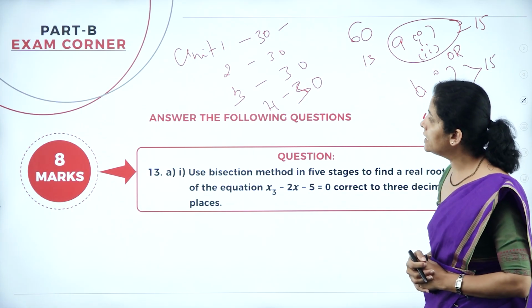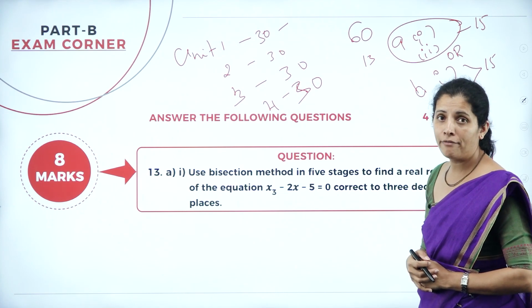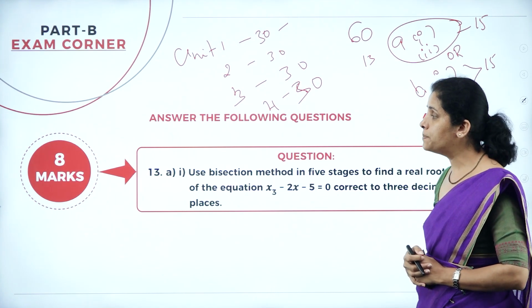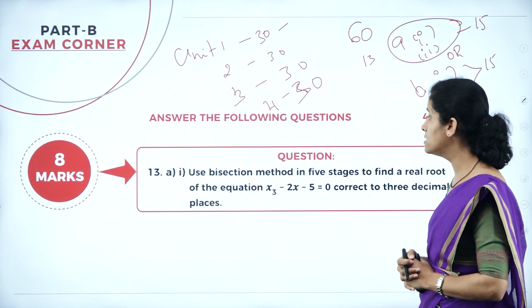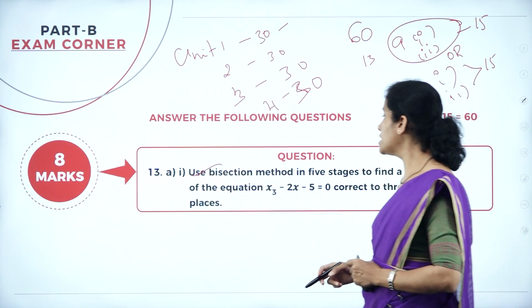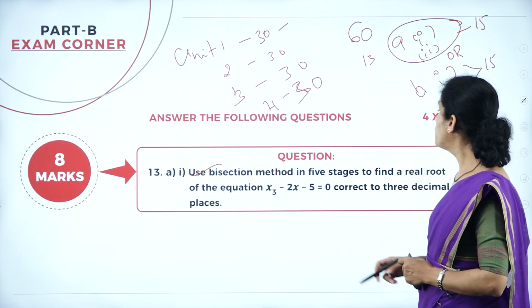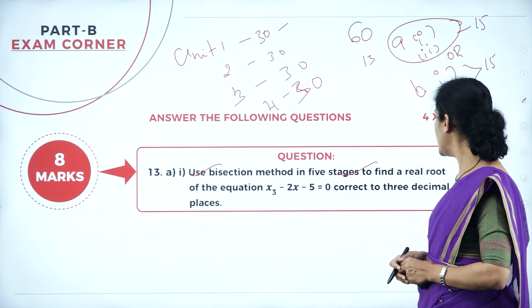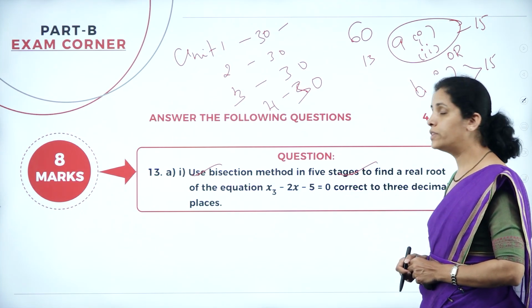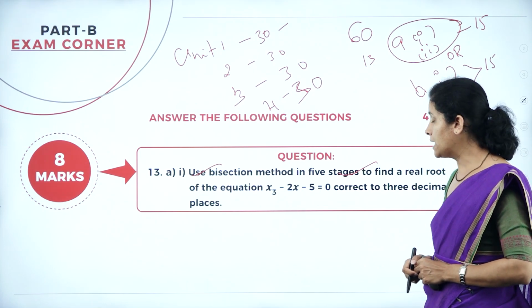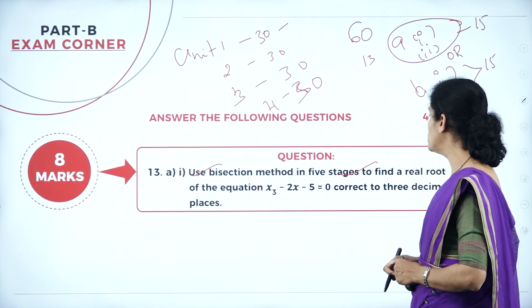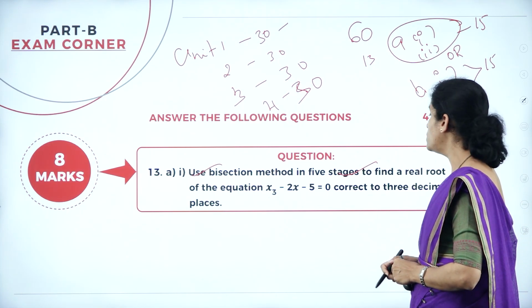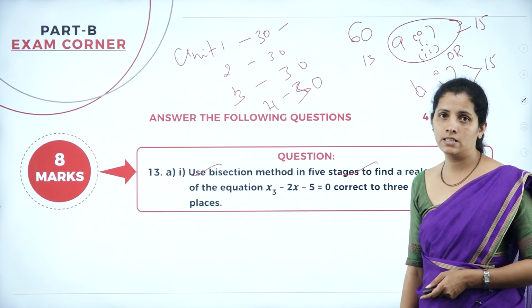So dear student, let me consider my first question under part B, and it carries 8 marks. The question is: use bisection method in 5 stages to find a real root of the equation x³ − 2x − 5 = 0, correct to 3 decimal places.